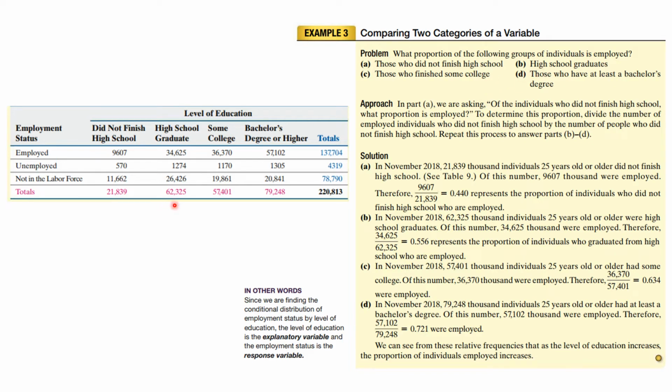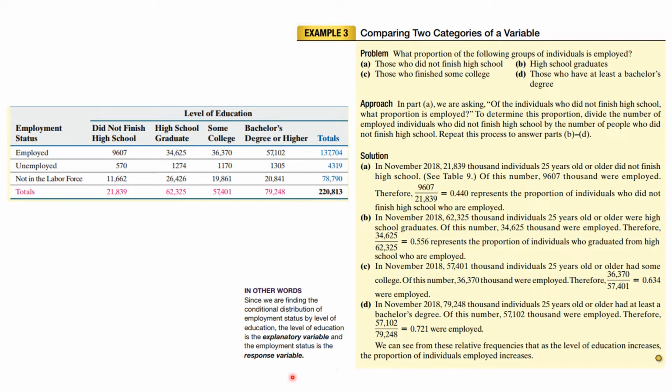So we go here, we would take the 62 as the denominator, but it would be 34, and we find that that's 55.6%. For C, those who finished some college, we would take 36,370 divided by 57,400, and we would get this. And last but not least, those who have at least a bachelor's degree is here, and so we would take 57,000 and change divided by 79,000 and change, and we'll get this number here.